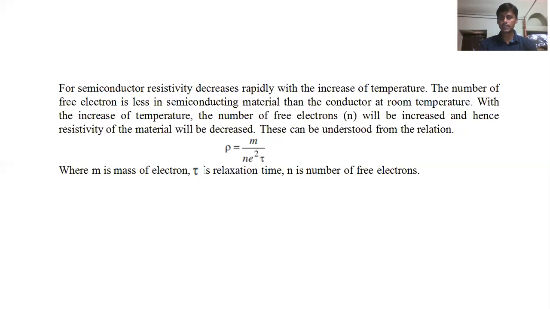Okay, so rho equal to V by I means R. So V by I means R. So rho equal to R into A by L. So if R is decreasing, that means rho will also be decreasing, because the resistivity is directly proportional to R. So that's why when you increase the temperature, the value of rho, that is the resistivity, automatically decreases. Clear?